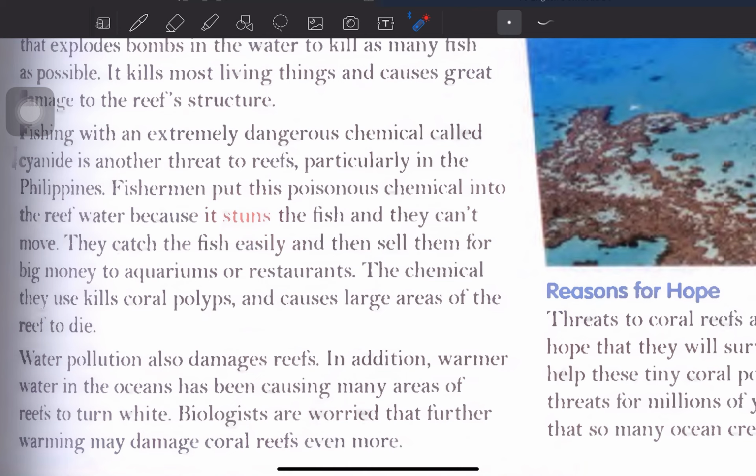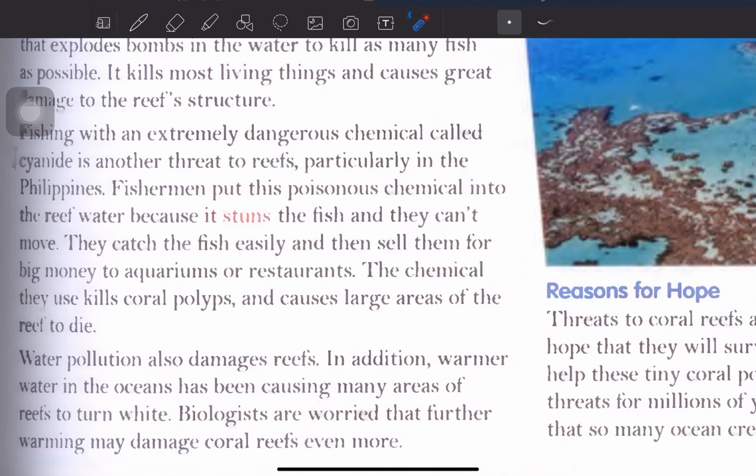Para nelayan memasukkan atau meletakkan bahan kimia berbahaya ini ke dalam air terumbu karang tersebut kerana ia tidak menggerakkan ataupun mematikan sekejap. Bukan mematikan, dia tidak menggerakkan ikan dan tidak boleh bergerak.